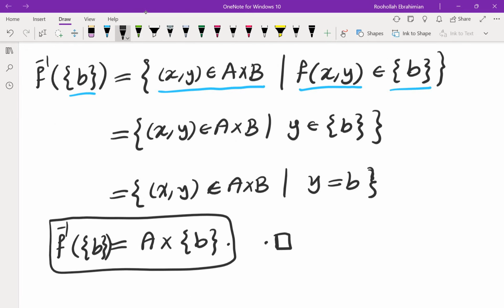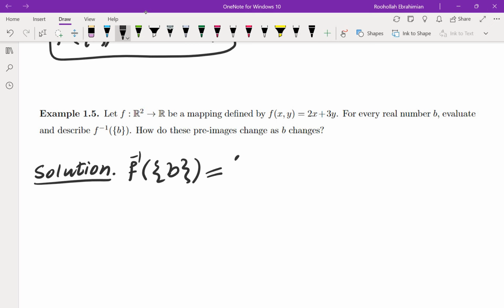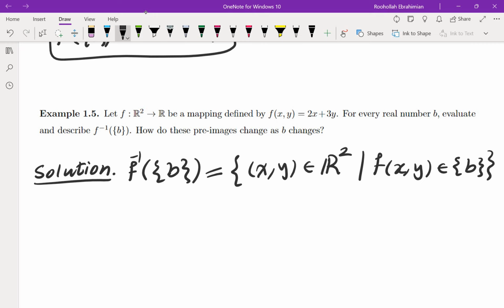And oftentimes when I complete the solution, I put a score at the end. Okay, so here's the next example. Let F from R2 to R be a mapping defined by F of (x, y) equals 2x plus 3y. For every real number b, evaluate and describe F inverse of {b}. Okay, so let's see what that is. So let's write down the definition again. F inverse of {b} is equal to all of the points (x, y) inside the domain such that F of those points are inside the given set.